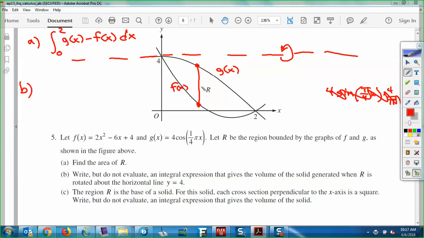What kind of slice do I have? If I take that region R and I revolve it around here, what type of slice do I have? Isn't it a washer? There's empty space right here. There's empty space right here. So it's a washer. So do I want that strip? I don't want that strip at all, do I? What strip do I want?